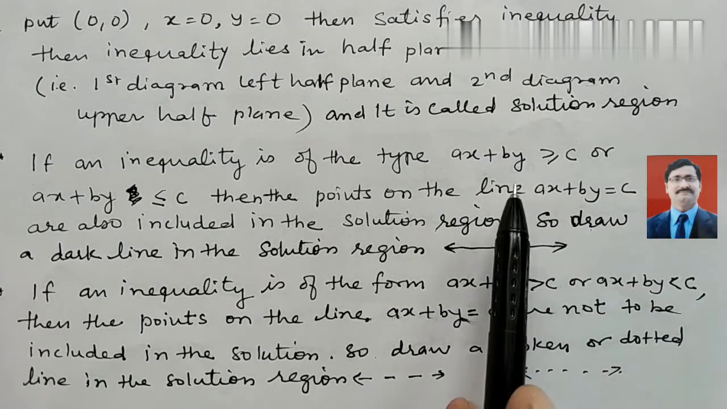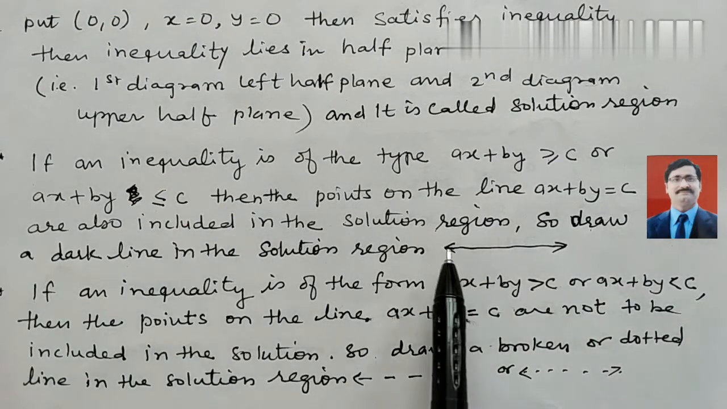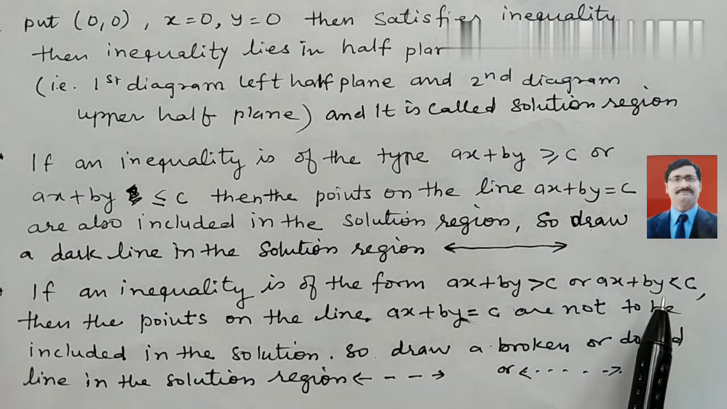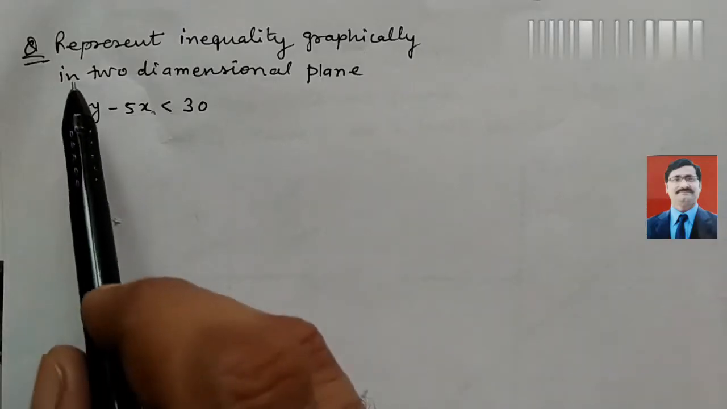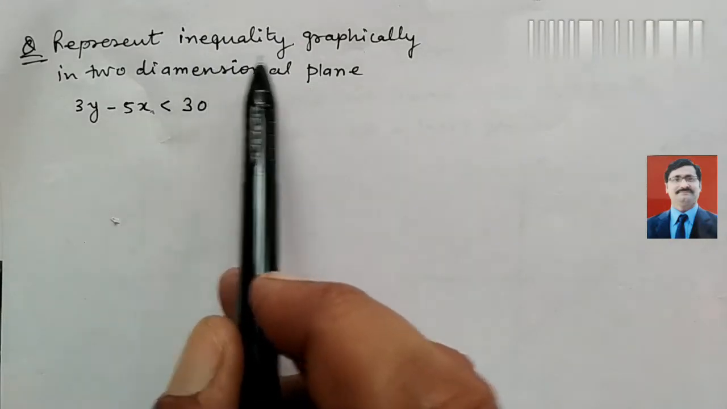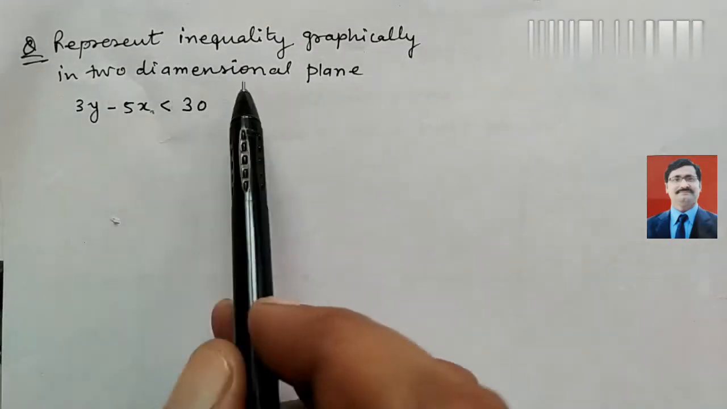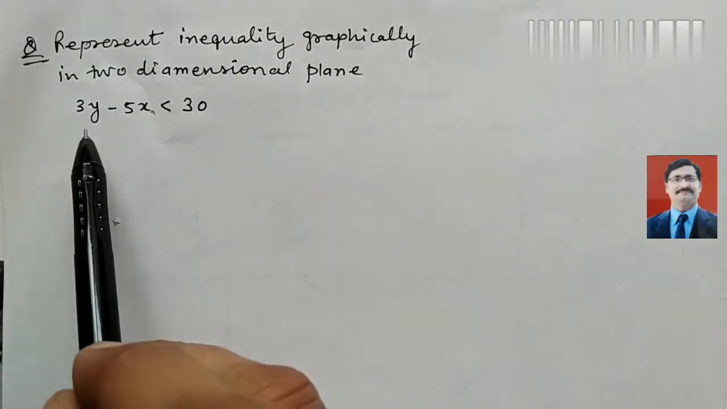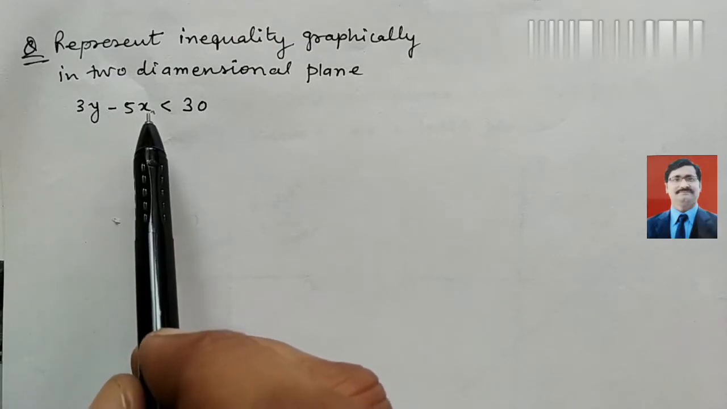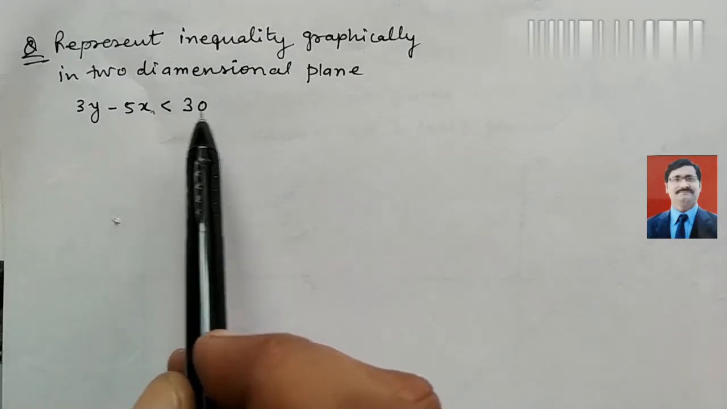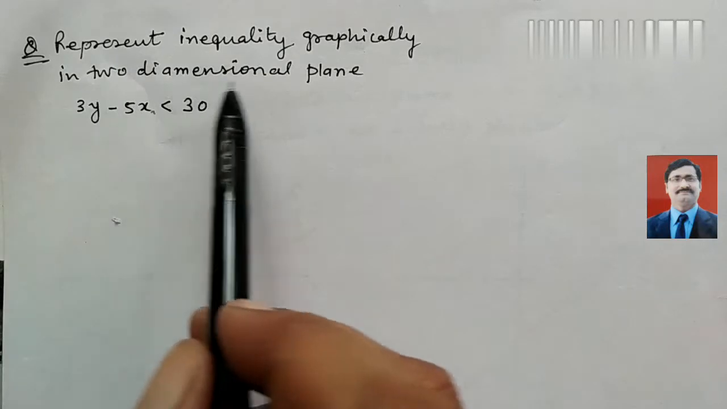So if we are given greater than or equal to, or less than or equal to, we draw a dark line, and if only greater than or less than is given, we draw a broken line or a dotted line. Look here, one question: represent an inequality graphically in a two-dimensional plane. One inequality is given to you, 3y minus 5x is less than 30. Look at this inequality we have to represent.